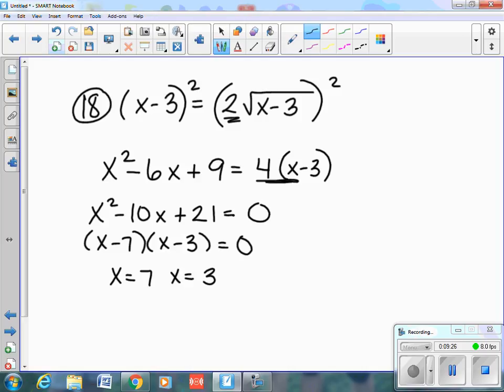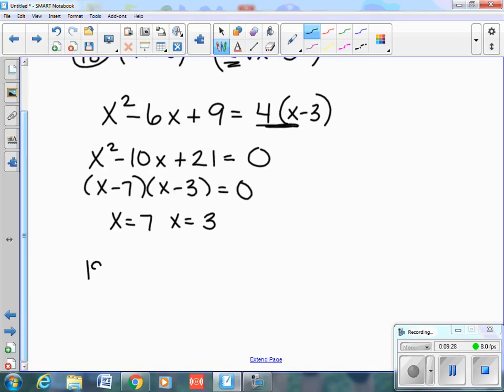Number 19. The midpoint formula is to the right. You should be able to do that. You add the x's together, which makes 24 divided by 2. Add the y's together, that makes 18 divided by 2. Final answer, 12 and 9.